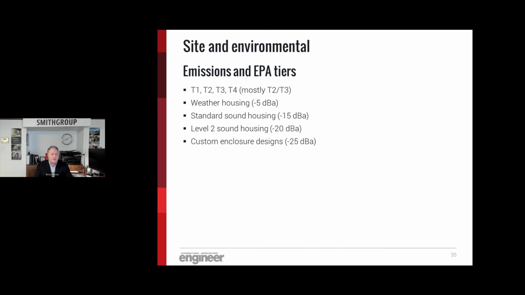You can look at sound, like we talked about, sound attenuation when you're outside on sites, particularly if there's a residential or other businesses nearby at the property line. There are certain sound criteria and all sorts of custom enclosures you can do to have that done.